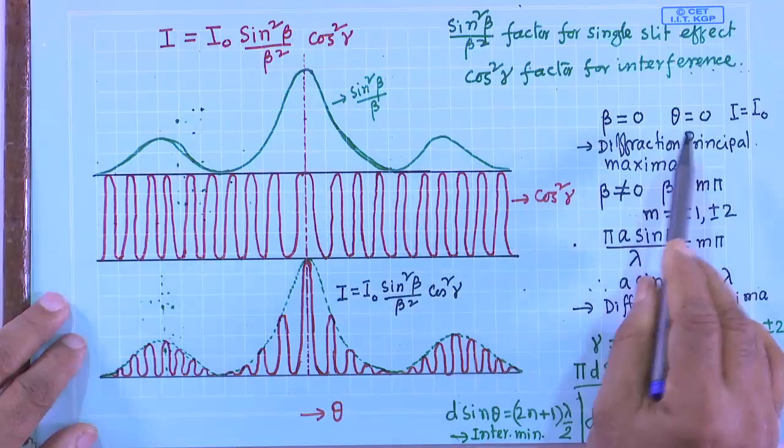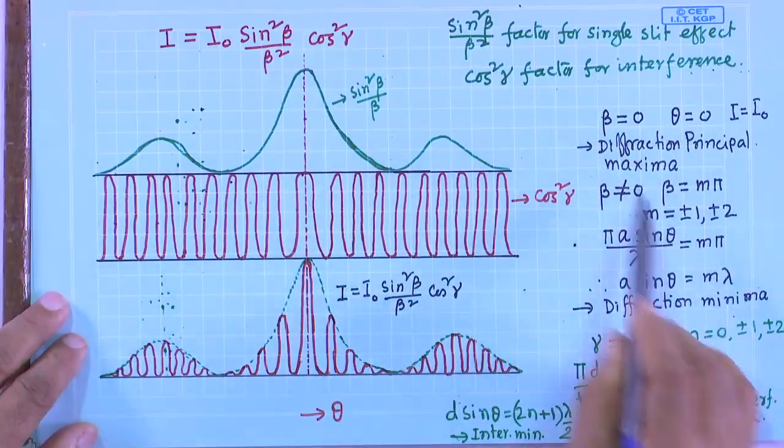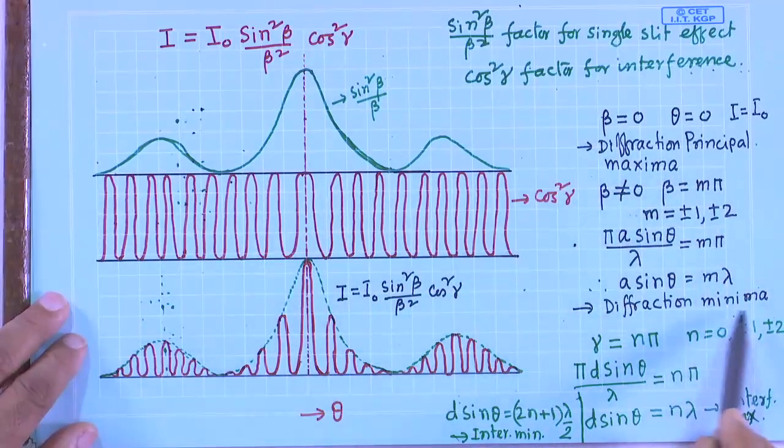I will discuss that one. For diffraction we have already discussed the condition for diffraction minima, a sin theta equal to m lambda, and for interference maxima, gamma equal to n pi.